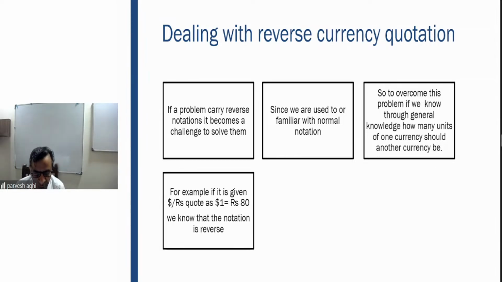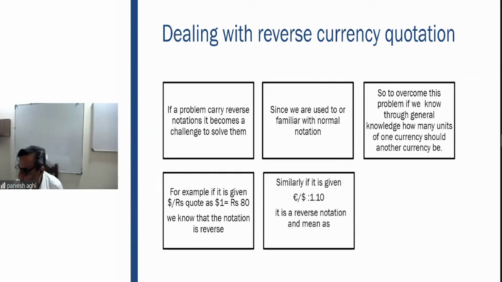For example, if it is given as dollar oblique rupee, quote as $1 is equal to ₹80, we know this is a reverse quotation because this is called rupee oblique dollar and not dollar oblique rupee. Suppose in the example, it is given dollar oblique rupee and the quotation is written as $1 is equal to rupee. So rupee should be the numerator and dollar should be the denominator. But in the question, it is given dollar oblique rupee and the quote is given like this. So we know that it's absolutely a reverse notation. It is not written properly.